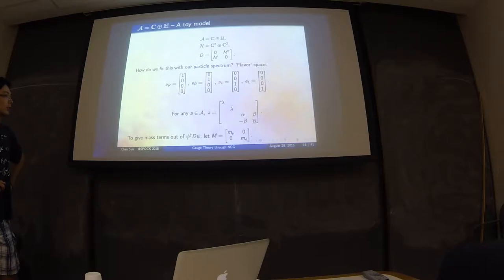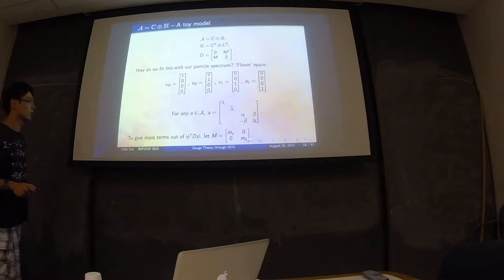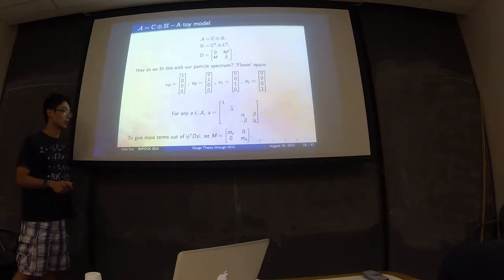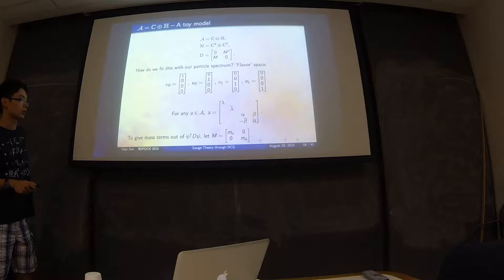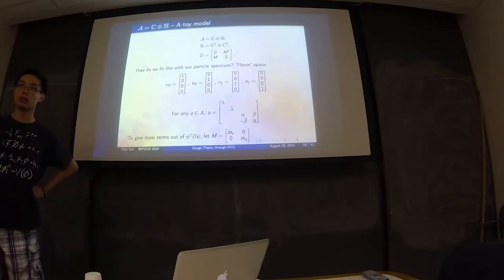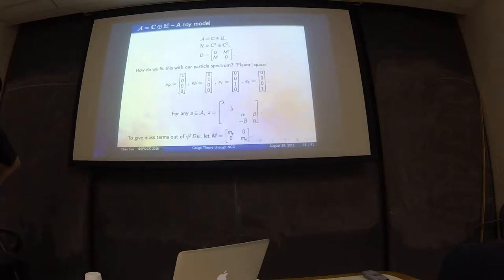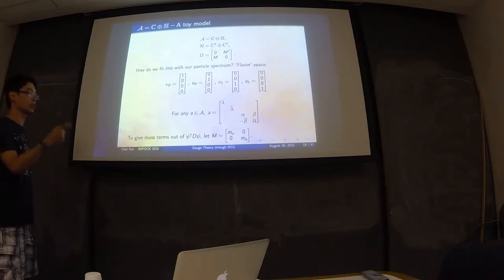So for any A in this algebra, we can represent this A like this. This is a complex number from this C. And for any quaternion element, we can represent it with a pair of complex numbers, alpha, beta. And to give the mass term of the fermions, we can set this M equal to M nu, M E, or M U, M D, accordingly. So this is how we fit particle data into this model.